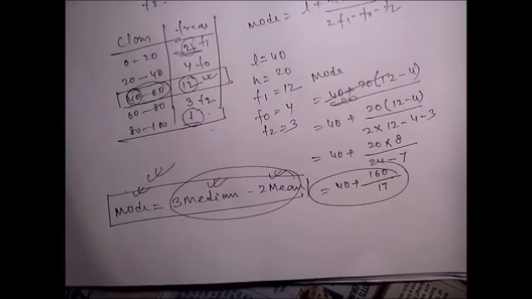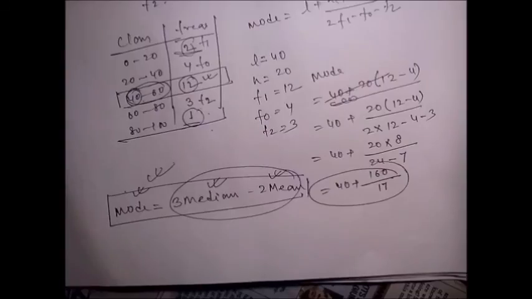Okay. Now next, merits and demerits. Merits of the mode: it is easy to calculate, not affected by extreme values, can handle open-end classes, and the most important is it can handle qualitative data. Demerits: not possible to handle multimodal. Obviously if multimodal data is there, it is not possible to calculate.